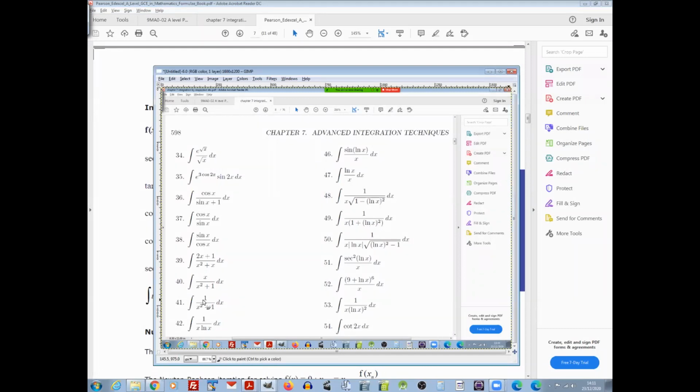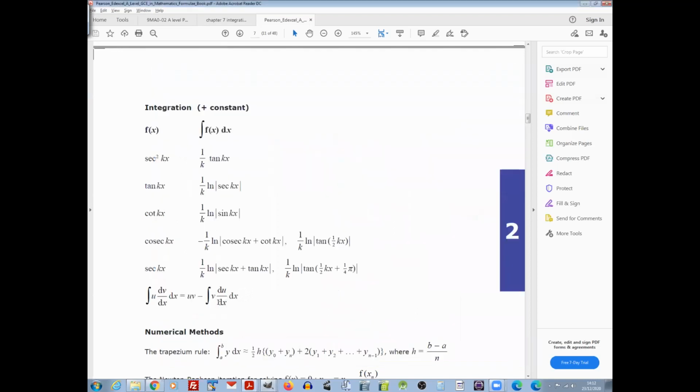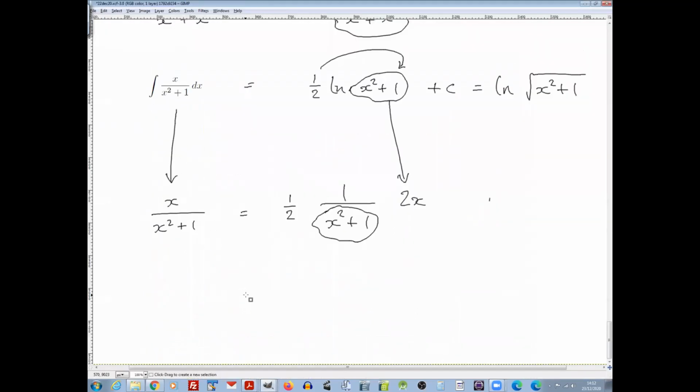Now, to do number 41, you'd need to know something else. Let's do 42. I mean, it's outside the syllabus, really, number 41, I think. Kind of. Not far outside. But let's do this one quickly. Or not quickly, I'm not in a hurry.